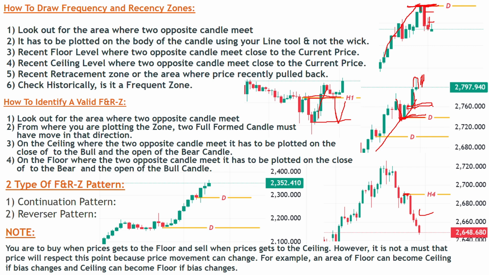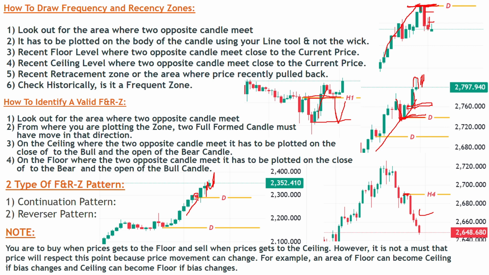Now, two types of F&R zone pattern. There are two types of F&R zone pattern. We have one, the continuation pattern, and two, the reversal pattern. What is the continuation pattern? Something like this. This is the continuation pattern. So the market is already in an uptrend and one candle did a retracement to the downside before another bullish and another bullish, and now we've not known the fate of this tenth candle yet.